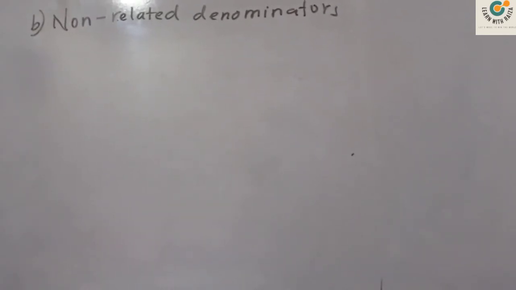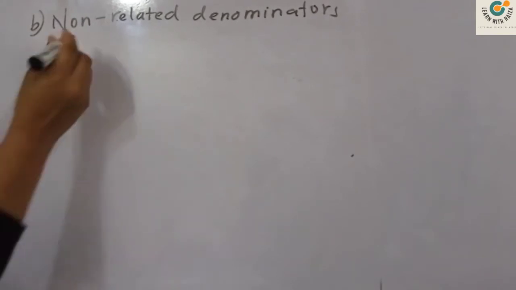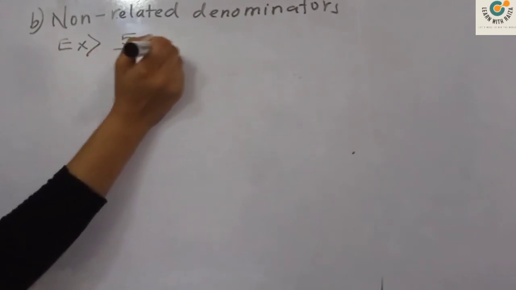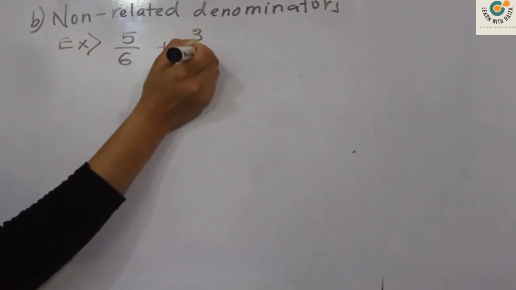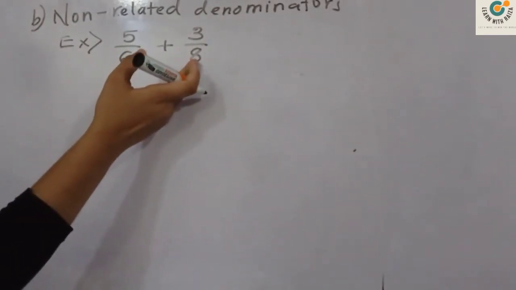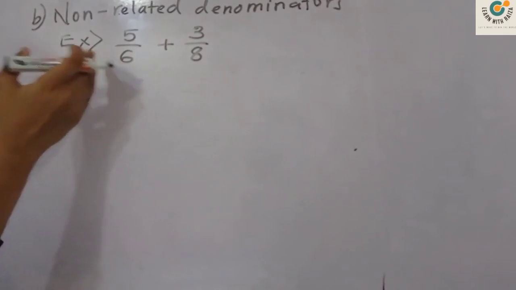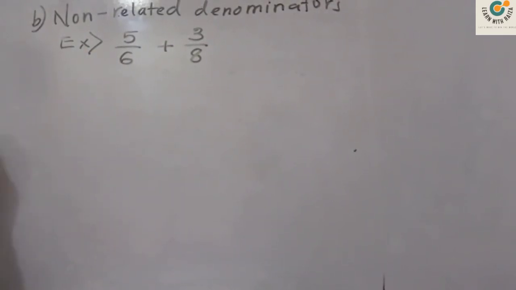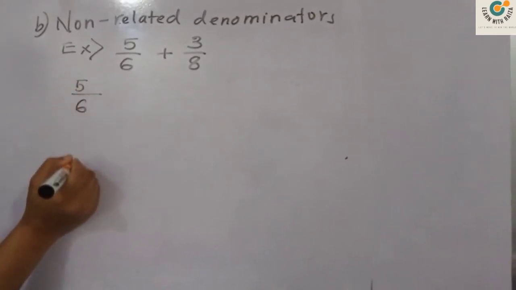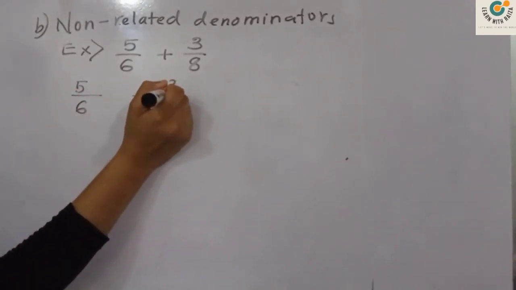Now the second part under unequal denominators is non-related denominators. So when you are given two fractions with non-related denominators, they are not relatives at all. They're just friends. They're not relatives, right? You can't find the larger number 8 in the family of 6. You can't find that. So what we do there, to make the common denominator, write down here 5 over 6, write down here 3 over 8.